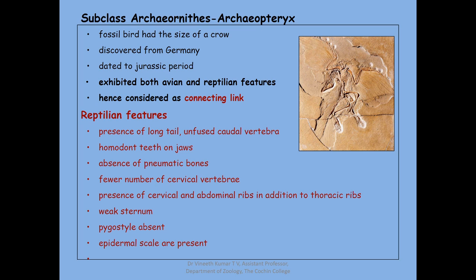Then absence of pneumatic bones, because they didn't have the ability to fly. As a result, they do not have pneumatic bones, and they have a fewer number of cervical vertebrae. Present day birds have more cervical vertebrae. Then presence of cervical and abdominal ribs in addition to thoracic ribs. Present day birds only have a thoracic cage to protect the internal organs, but when we discussed the class Reptilia, we saw that they have both cervical as well as abdominal ribs, and that reptilian feature is present in Archaeopteryx.